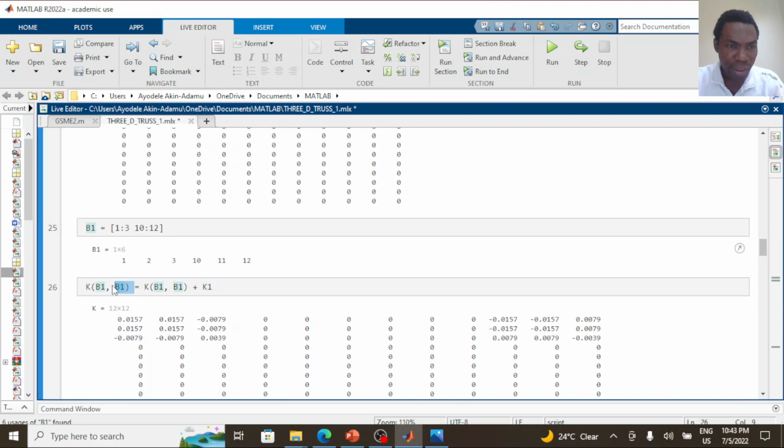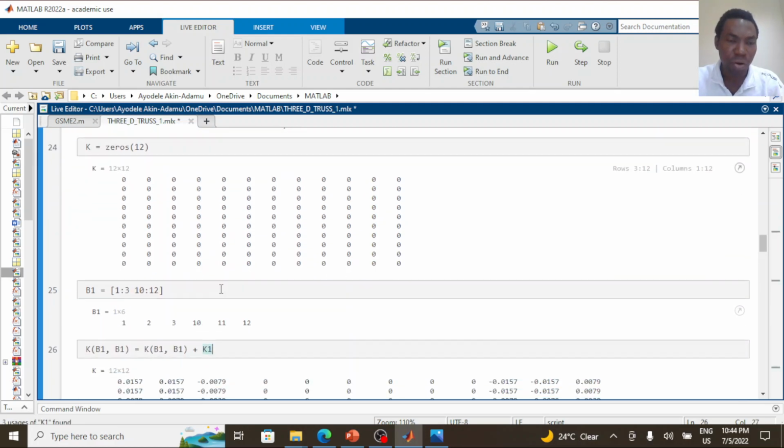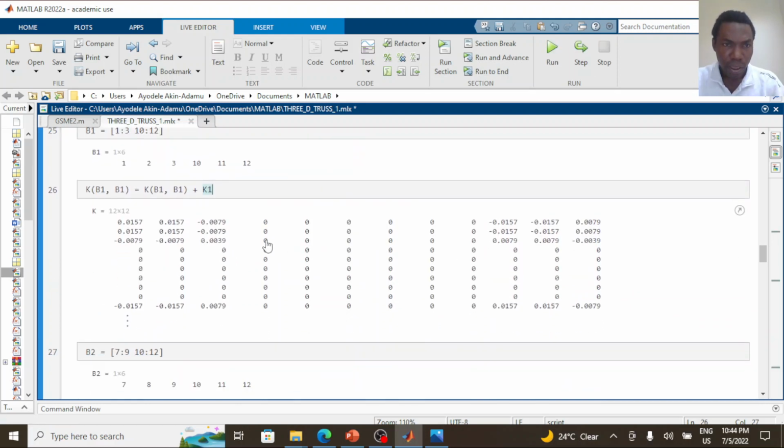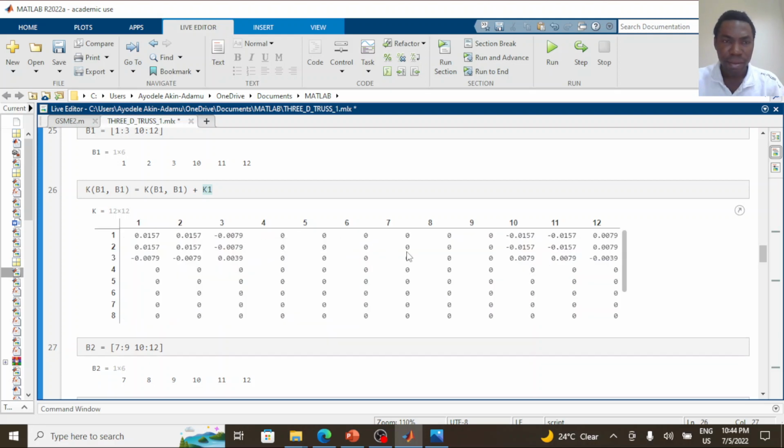If I write it in this format, this is the zero matrix. So K of B1 for the row, comma B1 for the column, equals everything on the left-hand side repeated on the right-hand side, then add K1. K1 is our local stiffness matrix for element 1, which we have already calculated. Once we run this code, you see the K1 matrix gets added to the 12 by 12 zero matrix. This is a portion of the K1 matrix.